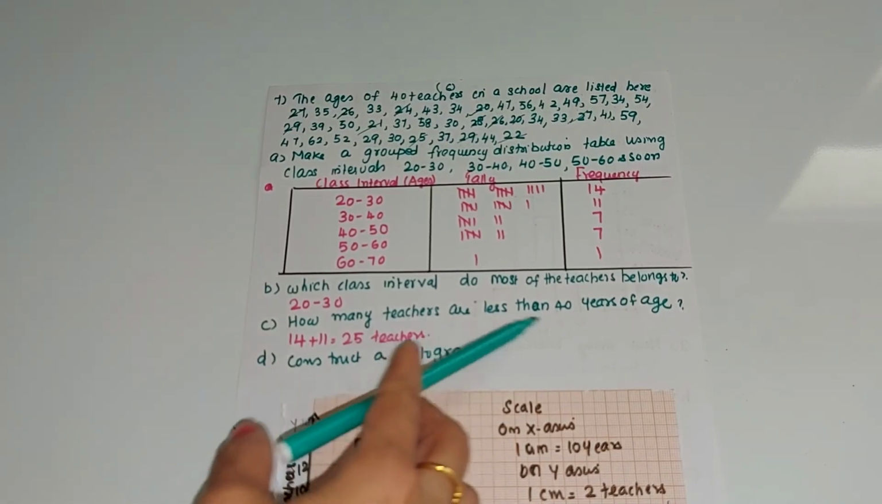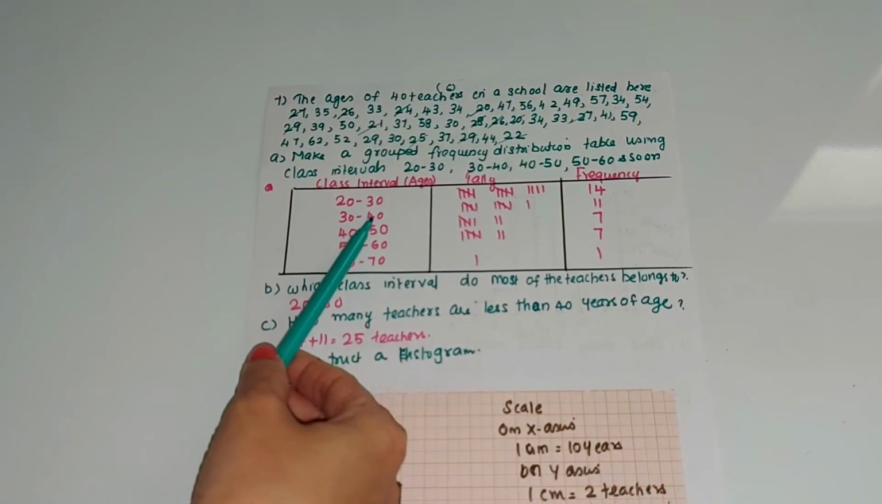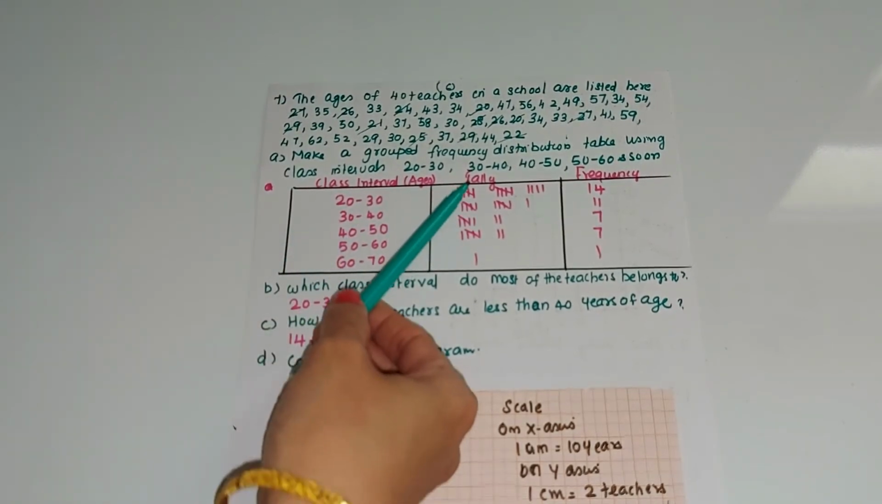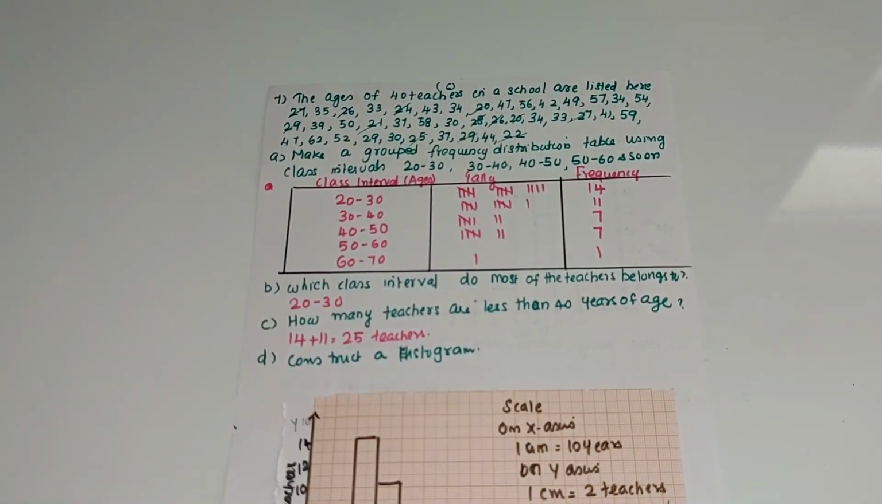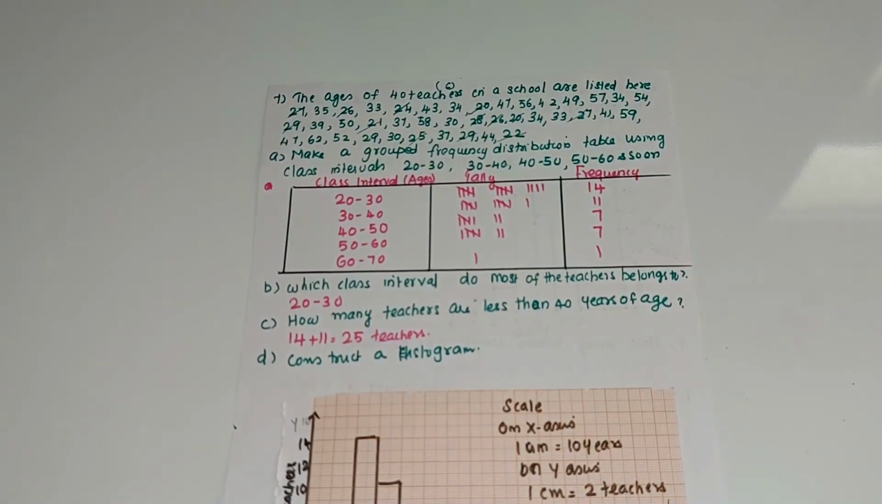And how many teachers are less than 40 years of age? Here less than 40 years. So you add these two. 14 plus 11 is equal to 25 teachers. And then construct a histogram. Using this frequency distribution table you can construct a histogram.